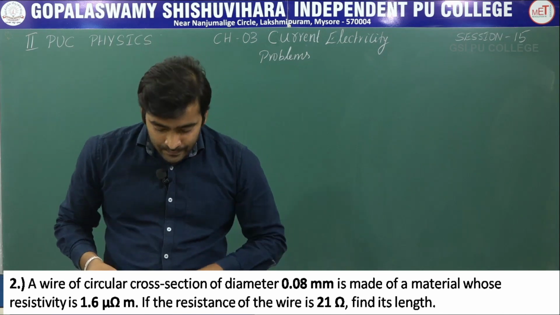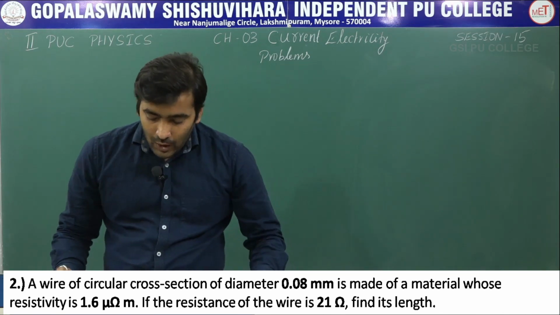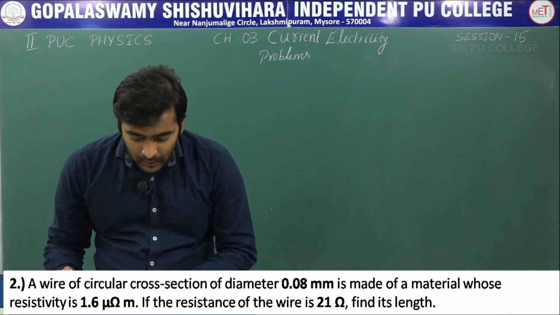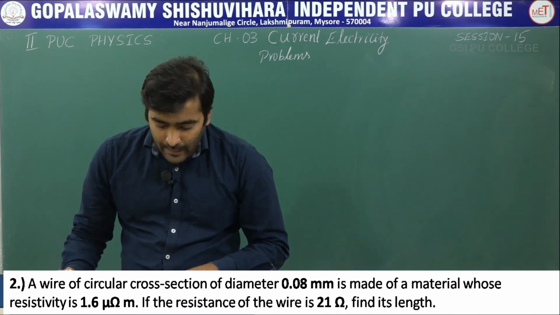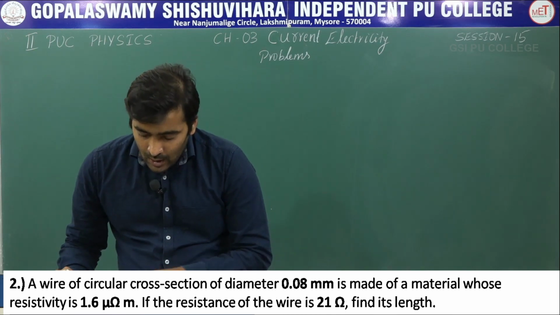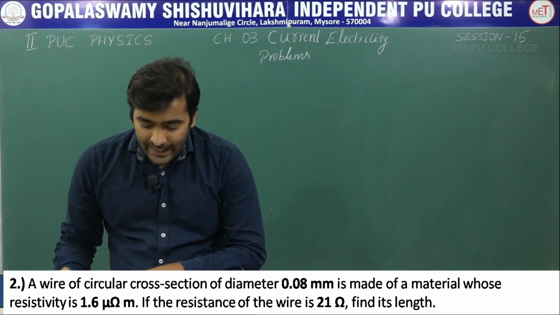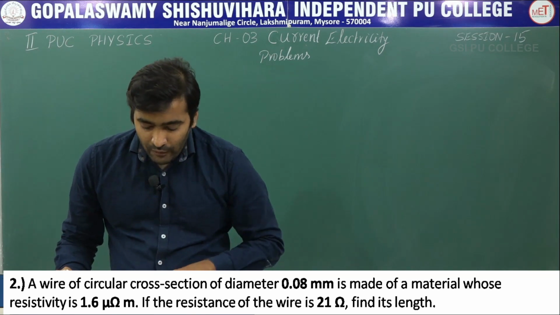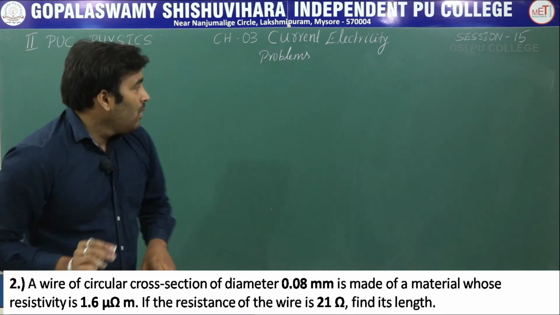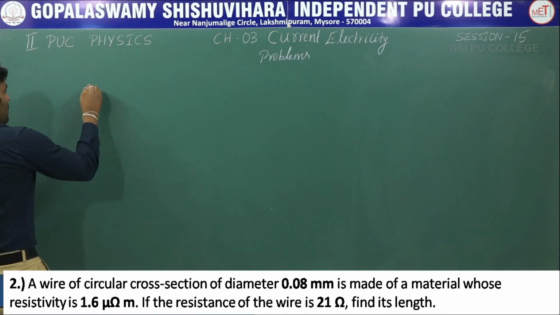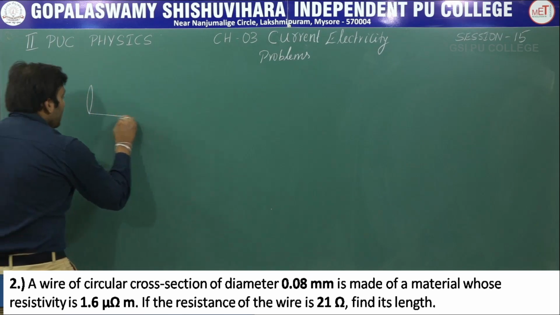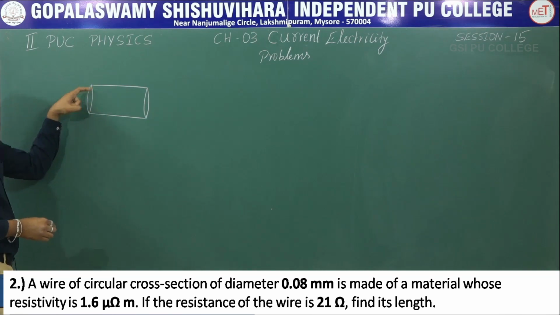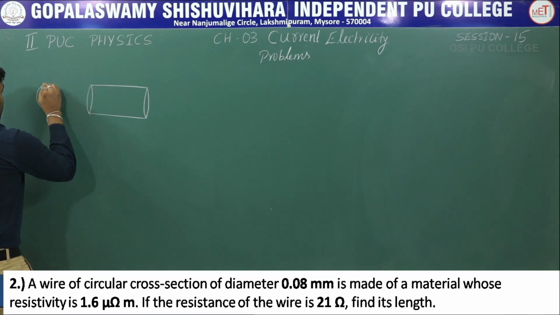The next problem is a wire of circular cross section of diameter 0.08 millimeter, made of a material whose resistivity is 1.6 micro ohm meter. If the resistance of the wire is 21 ohm, find its length. Let's understand the problem. So we have a wire which is having a circular cross section. If we take the cross section of this wire, this looks circular.